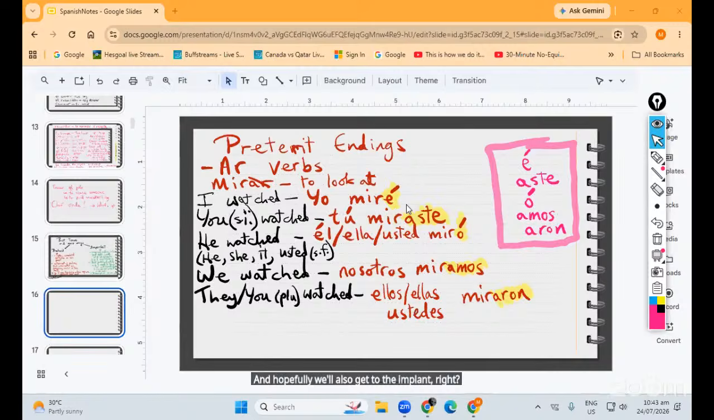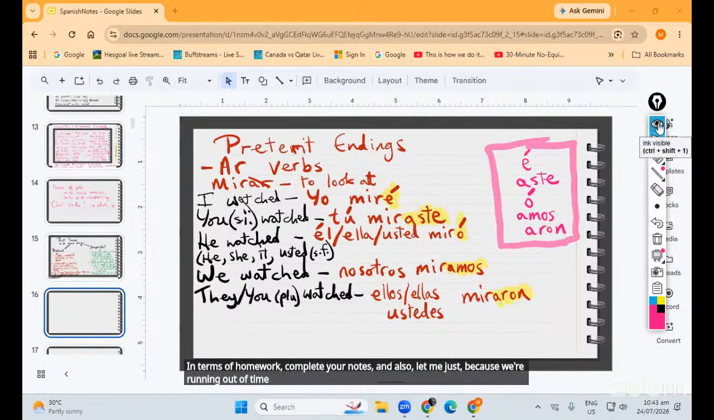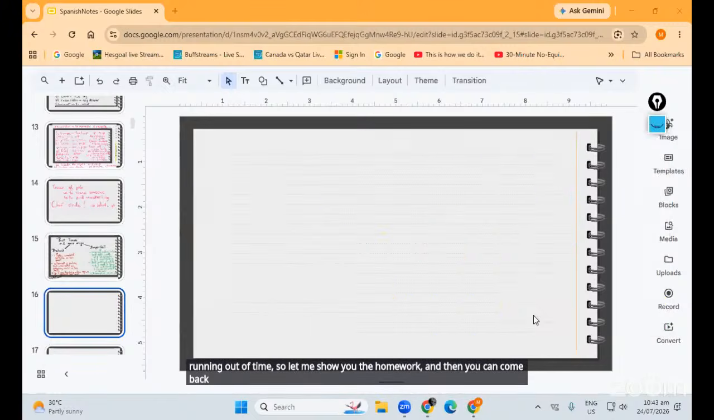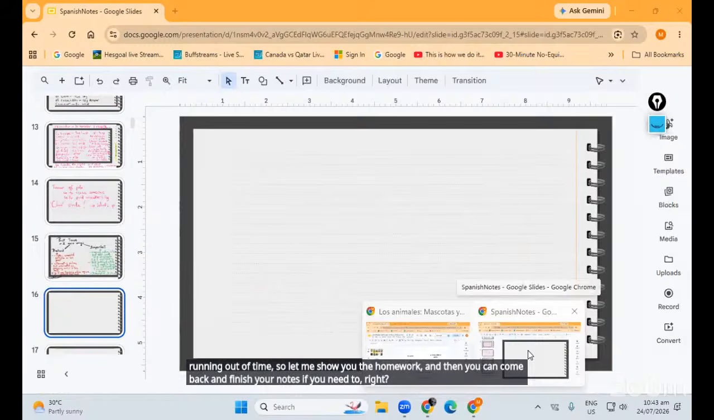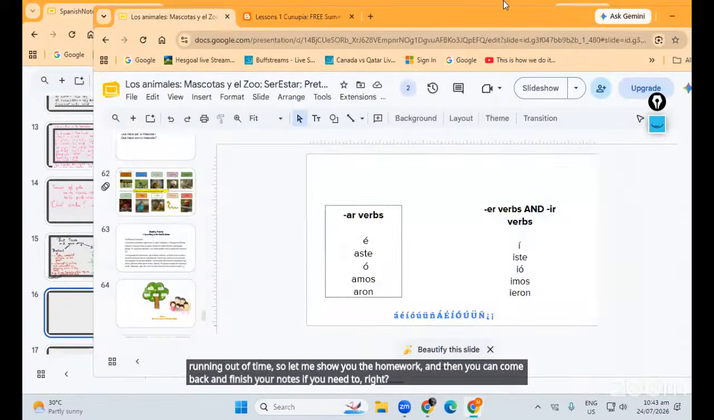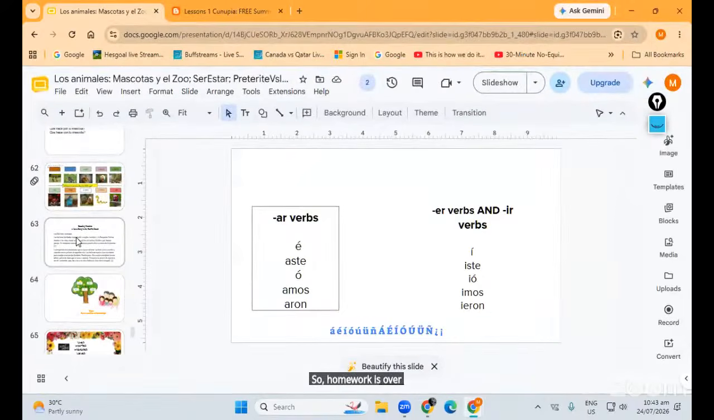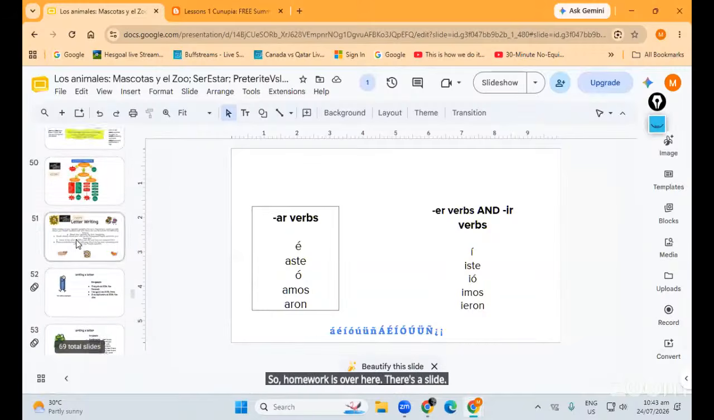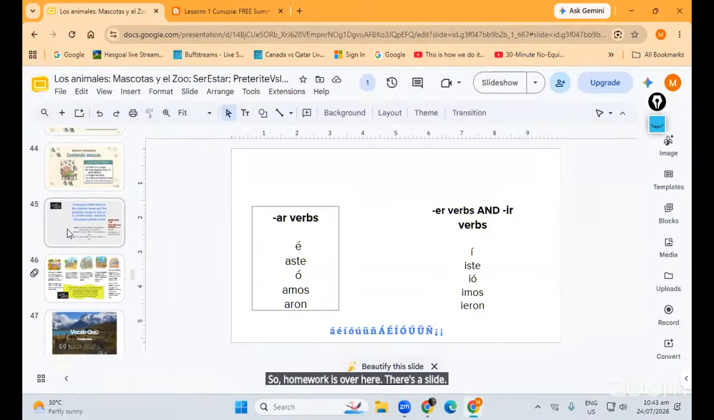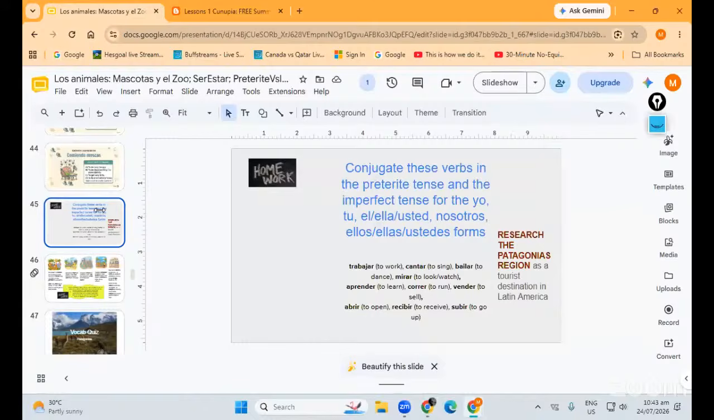In terms of homework, complete your notes, and also, because we were running out of time, let me show you the homework, and then you can come back and finish your notes if you need to, right? So homework is over here. There's a slide. Slide 45, right?